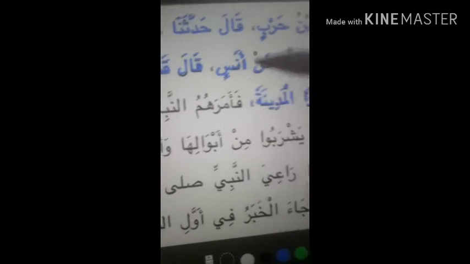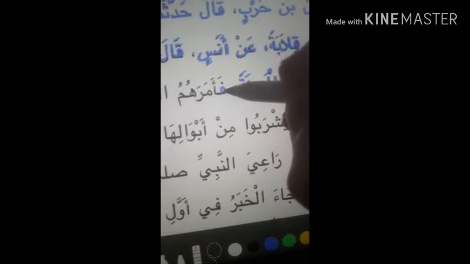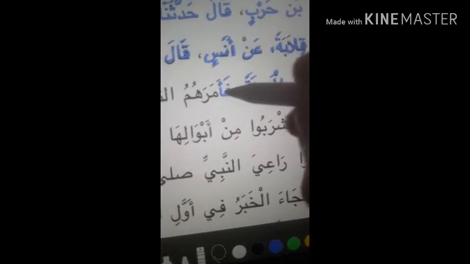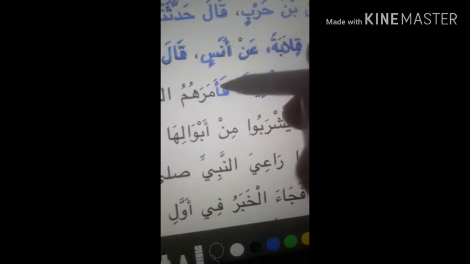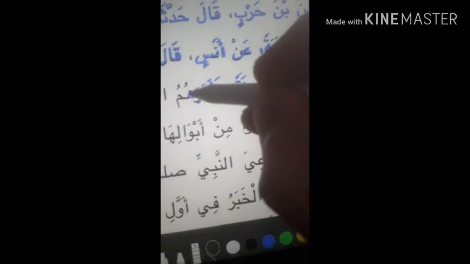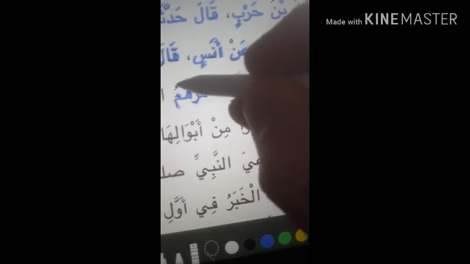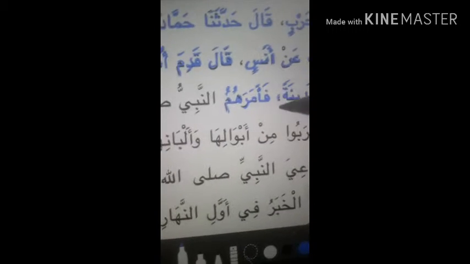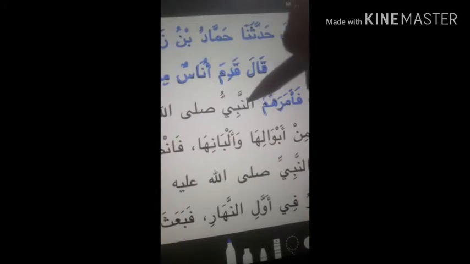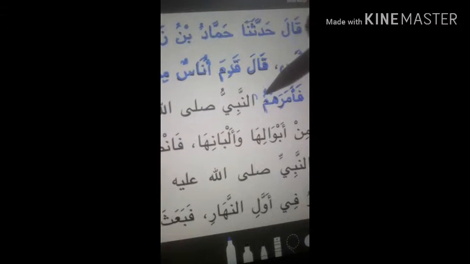Okay, fa amarahum. All right, so amara in Arabic changes from the original Semitic of Aramaic and Hebrew. It doesn't mean to say, it means ordered them. So fa, we would translate in English as and, but that means so. And ordered them. So amarahum. That's why the word amir is prince, because amir means one who orders. Amir is someone who gives orders, so that's amir or chief or prince.